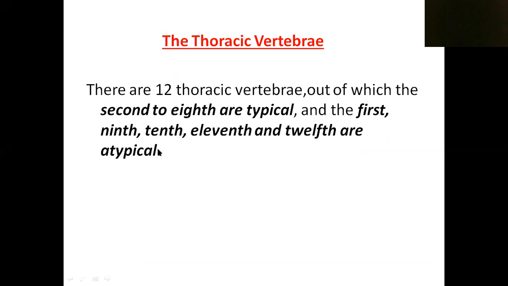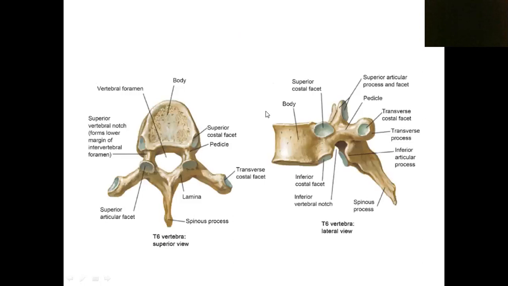So here also it is divided into typical and atypical vertebrae. What are the typical vertebrae? Second to eighth. What are the atypical? The first one, then the 9th to 12th. Those are the atypical vertebrae. Here, first we are going to see the features of a typical thoracic vertebra. See, this one is a typical thoracic vertebra.